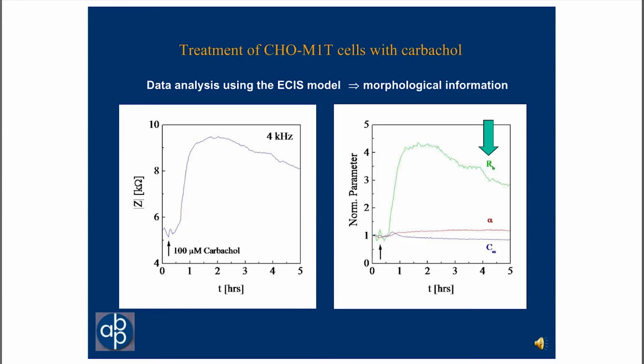Now let's look at the raw data first on the left-hand side of this figure. Here we're looking at the response of the CHO cells to 100 micromolar carbachol. Again, a strong increase in the impedance.